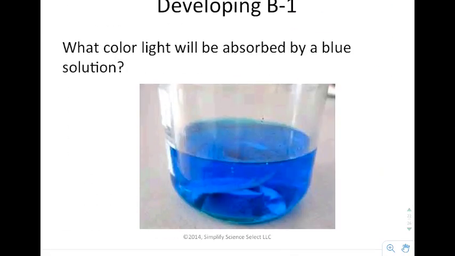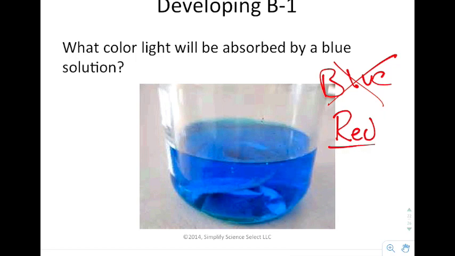So, which color light would be absorbed by a blue solution? The first thing you can do is eliminate blue. You don't want to use blue when analyzing blue because blue is not absorbed by blue. Instead, you want to use the opposite color as best you can. The best color to analyze blue with is red. All red is absorbed.